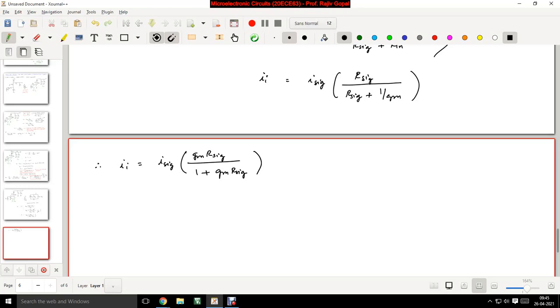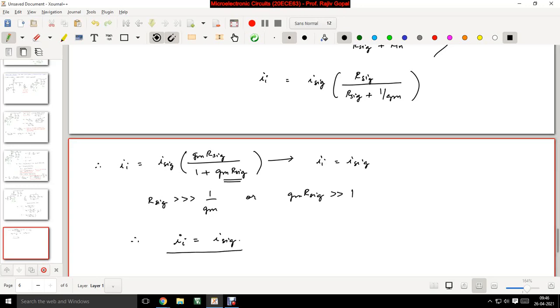Alright, now here if I assume R signal to be a value which is very much greater than 1 by Gm, or I can say the same thing, Gm R signal is a value which is very much greater than 1. I want to make this Ii equal to I signal, and in order to make that I have to make this value very much greater than 1. If it is very much greater than 1, numerator and denominator will get cancelled, right? So then I can write Ii is I signal.